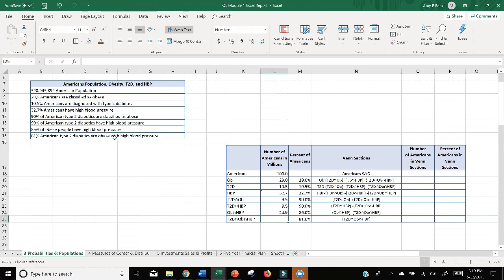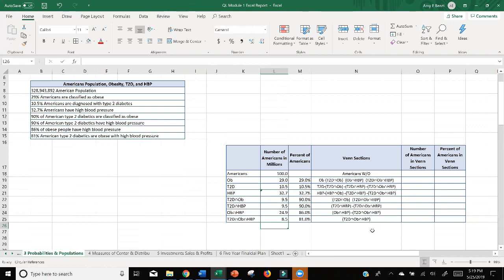So now we have 81% of type 2 diabetics. All right, everything's looking good. Hopefully, I could have clicked in some wrong places. I hope I didn't. I will find out once my numbers start popping up over here. Now, let's look at this. We have the number of Americans in these VIN sections.